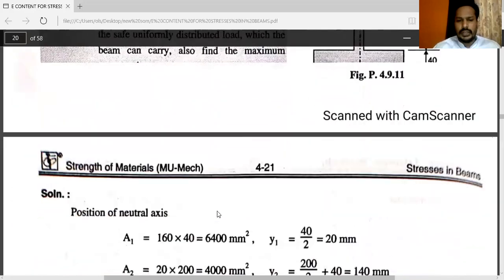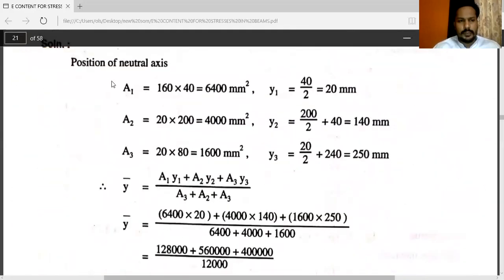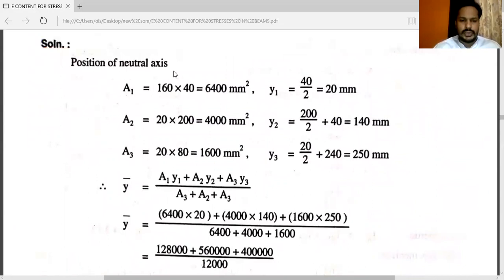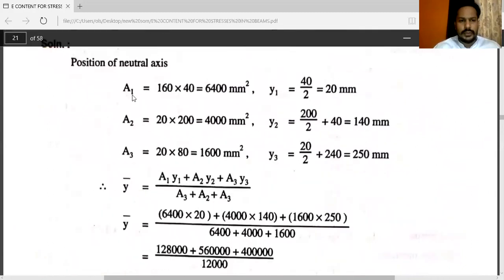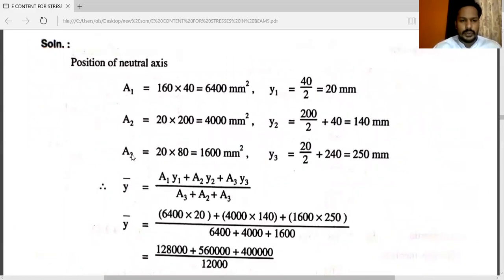So we know that the first step is to find out the position of neutral axis, means we have to calculate the y bar distance. To calculate y bar, first of all you have to calculate area 1, area 2 and area 3. Then y1, y2 and y3 as per the formulas. Here I am not repeating each and every step. We know that area is equal to base into depth, that is b into d. For A2, again you have to take b into d, area 3 b into d.